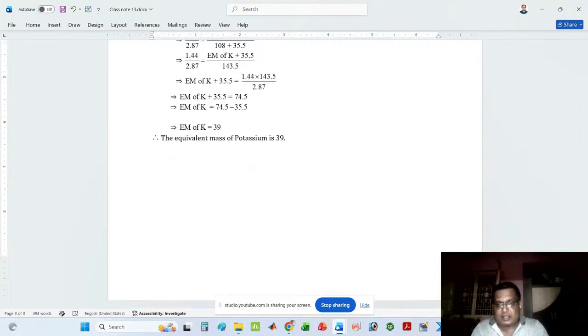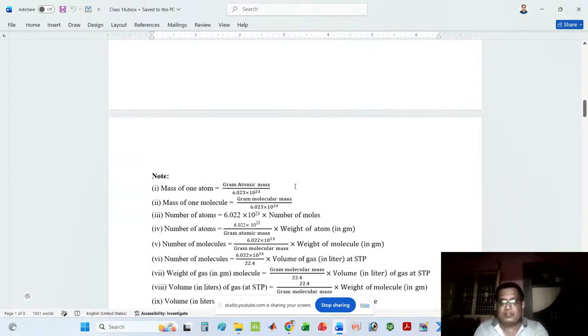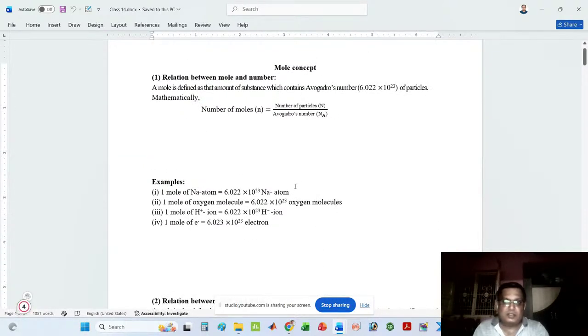In this class, I will discuss another very important concept. The application of this concept is very crucial, so it is highly necessary to understand clearly. That is the mole concept. What is the mole concept? The mole concept is applied in the upcoming classes, so try to understand the mole concept.